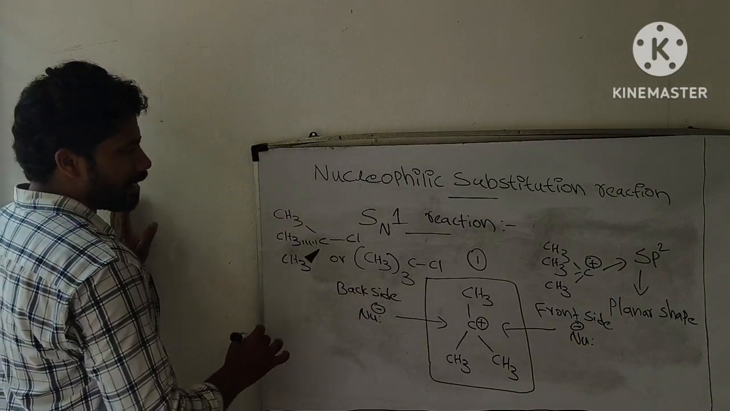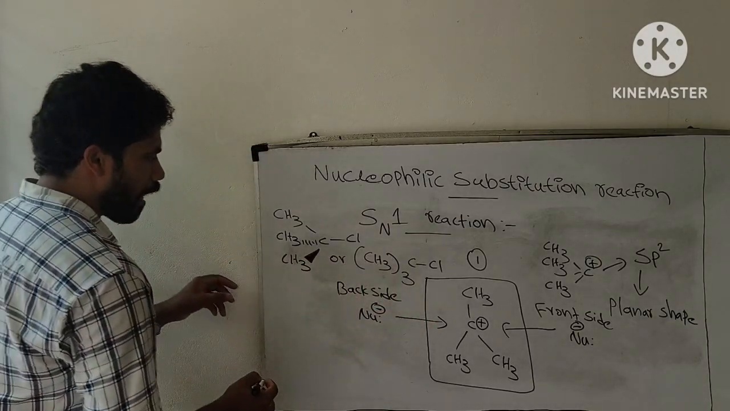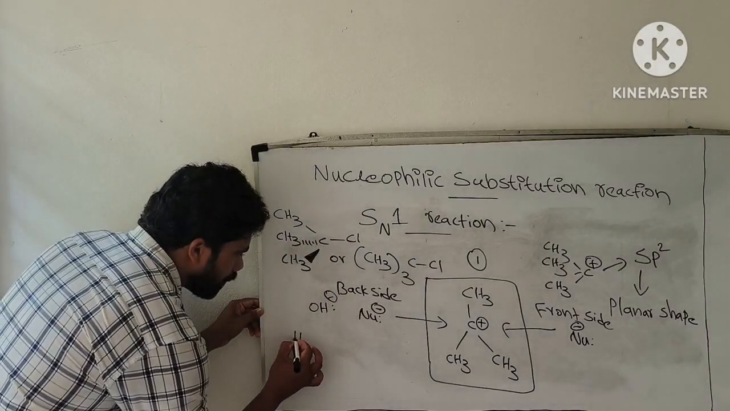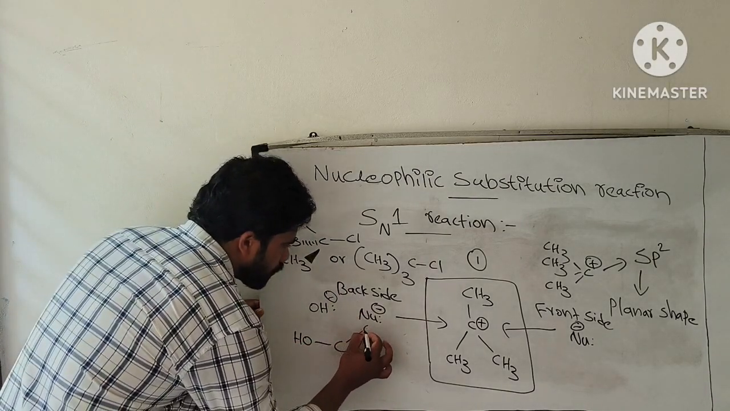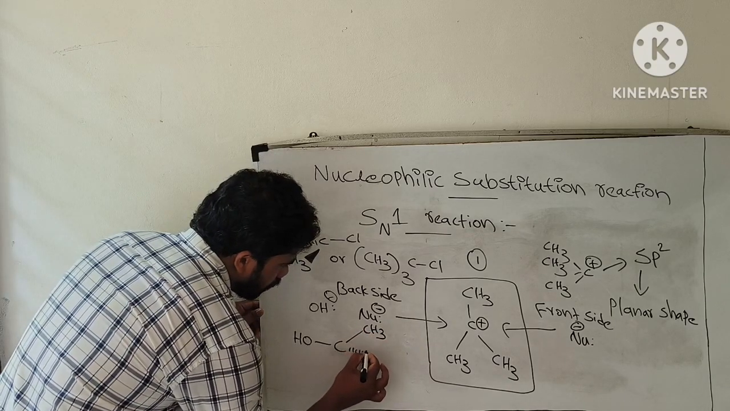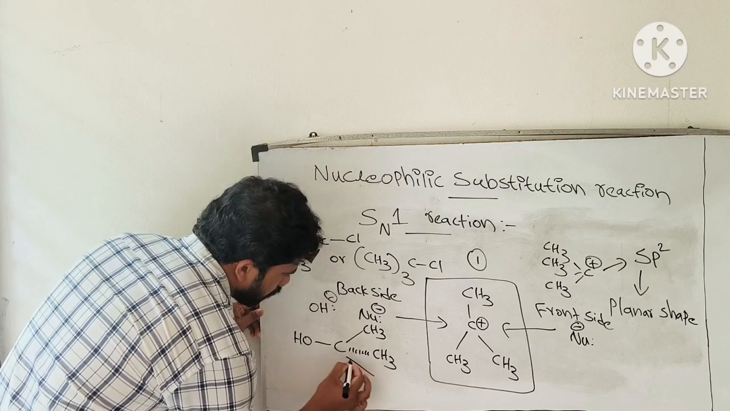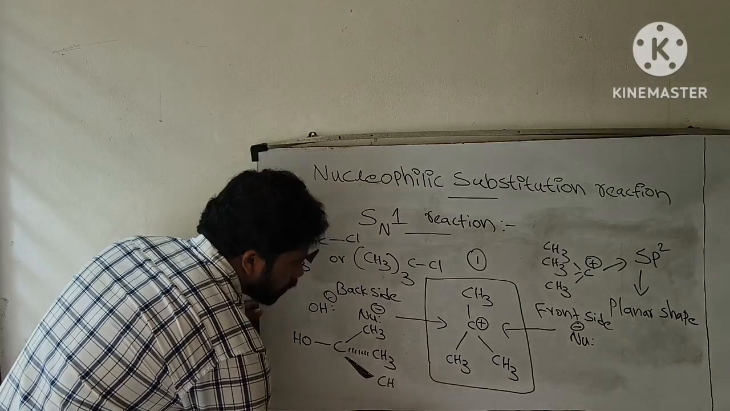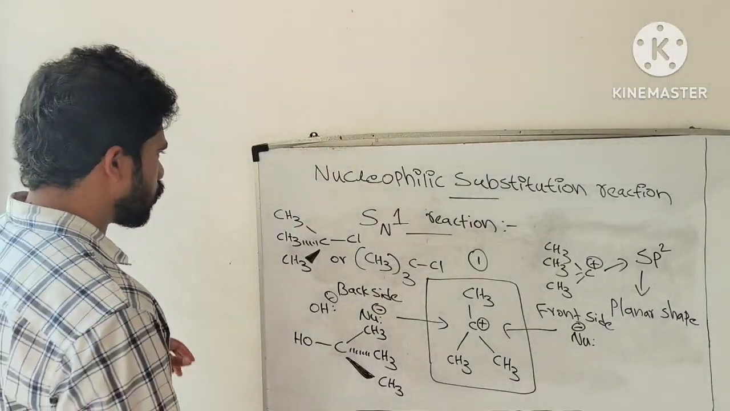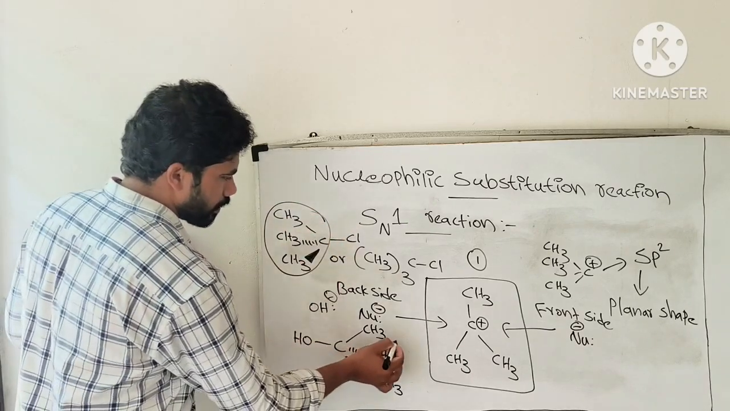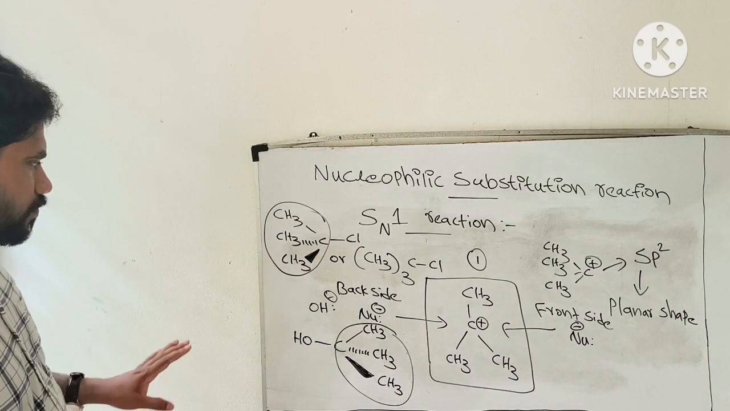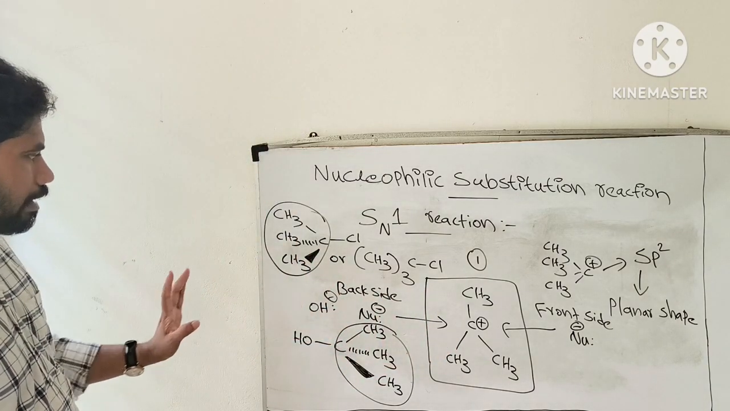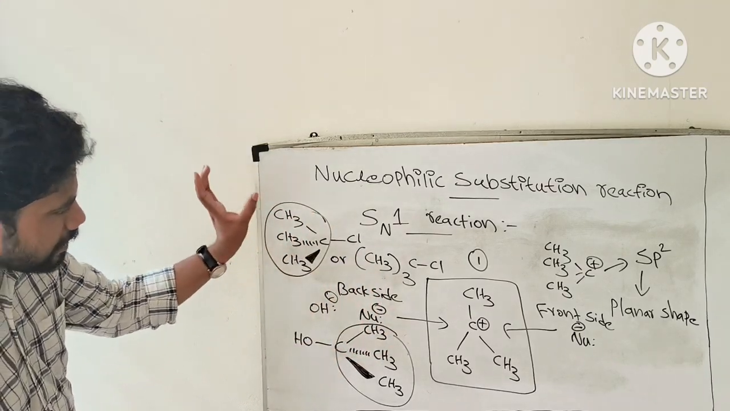Once the nucleophile is attacking from the back side, what will happen? If the nucleophile is OH minus, what will happen, my dear students? The structure will be HO C CH3, CH3, CH3. Okay, so can you see inversion of configuration has happened in the first case. Once the nucleophile attacks towards the backside, inversion of configuration happens. Like an inverted umbrella, the configuration has been changed.